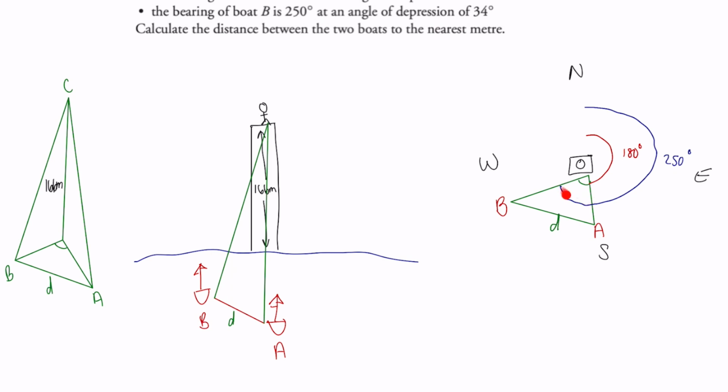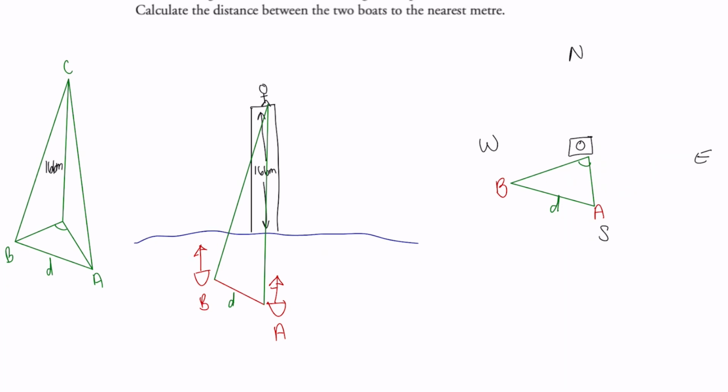Now to get that green angle, which is equivalent to this part of the blue angle, we need to subtract 180 from the 250 degrees. So the green angle is equal to 250 degrees minus 180 degrees, which is 70 degrees.